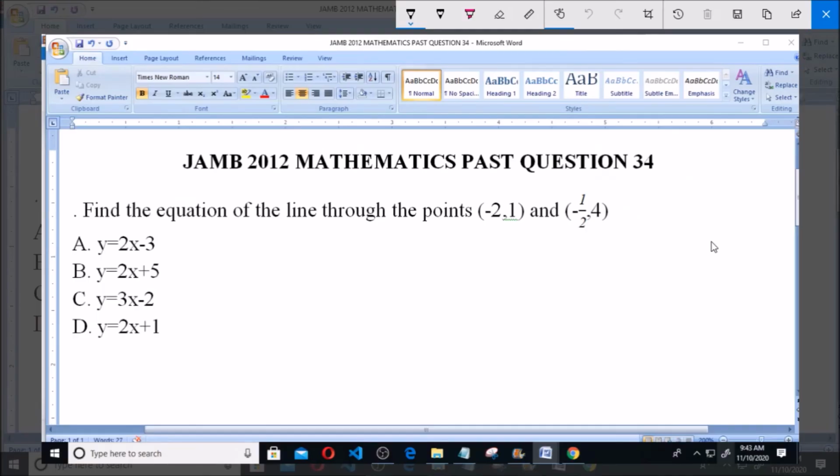I'll be answering JAMB 2012 Mathematics Past Question 34. Find the equation of the line through the points (-2, 1) and (-1/2, 4).